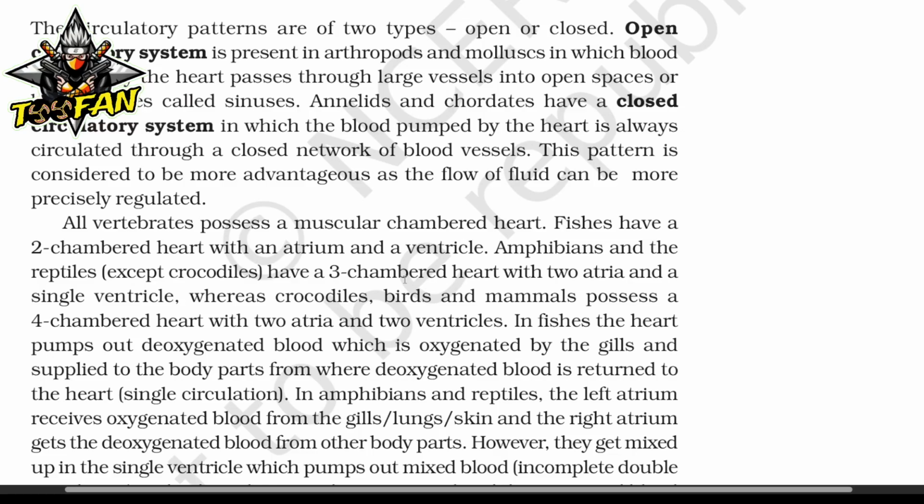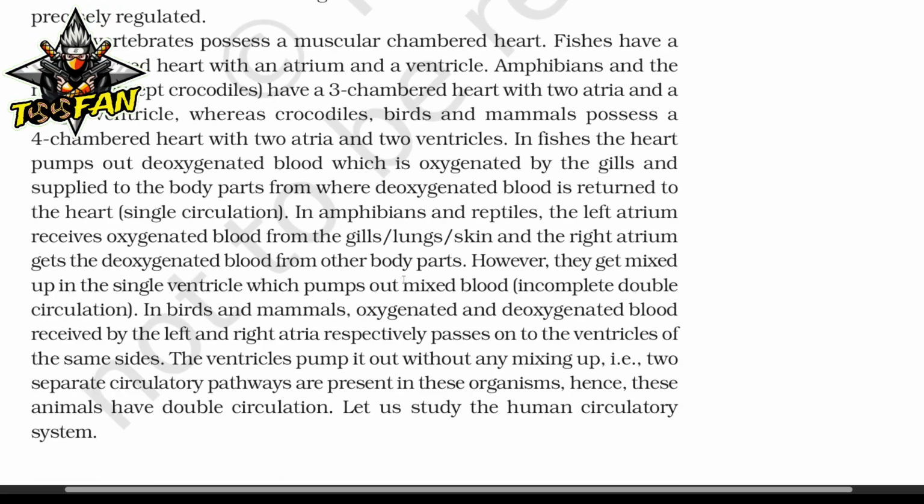In fishes, the heart pumps out deoxygenated blood, which is oxygenated by the gills and supplied to the body parts, from where the deoxygenated blood is returned to the heart. In amphibians and the reptiles, the left atrium receives oxygenated blood from the gills, lungs, and skin, and the right atrium gets deoxygenated blood from other body parts. However, they get mixed up in the single ventricle, which pumps out mixed, incomplete blood. This is called incomplete double circulation.